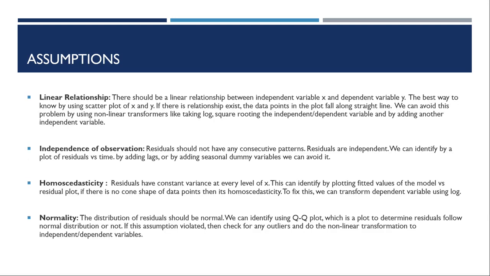Before applying the simple linear regression algorithm, we have to check for some assumptions in the data. The very first one is linear relationship. There should be a linear relationship between independent variable x and the dependent variable y. The best way to check is by using the scatter plot of x and y. If a relationship exists, the data points in the plot fall along a straight line.